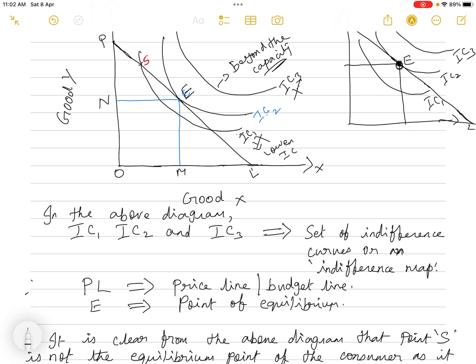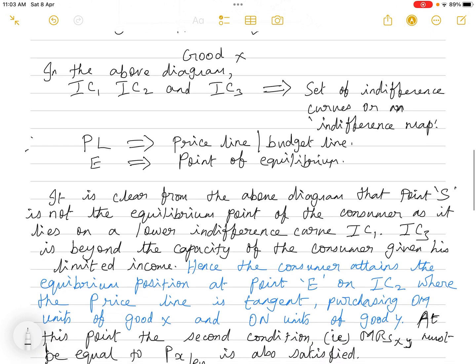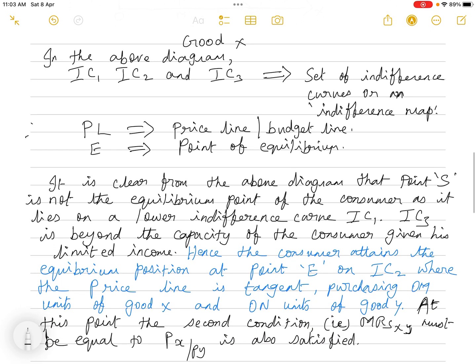So the consumer can choose that combination where his budget line is satisfying his preferences. Wherever at the tangency point the price line is tangent to the indifference curve, that is the point of equilibrium. That is what is explained here. PL is the price line or the budget line, and E is the point of equilibrium.